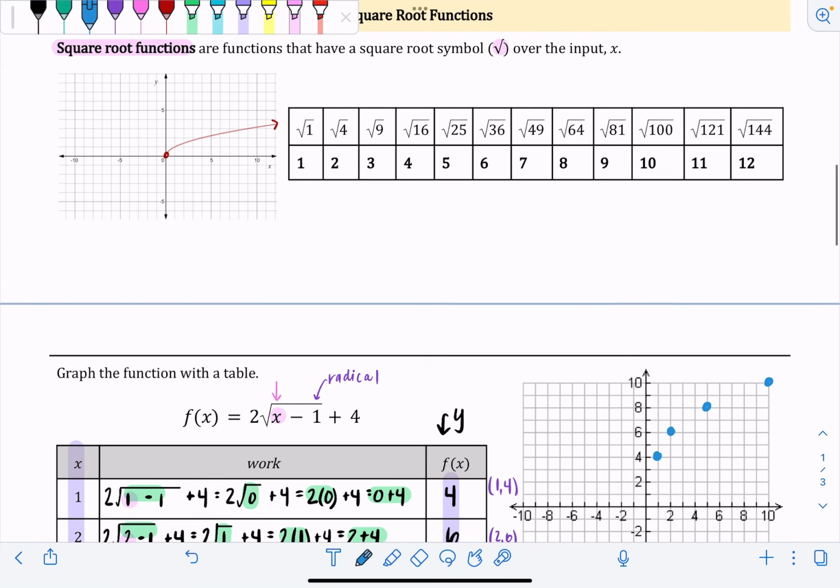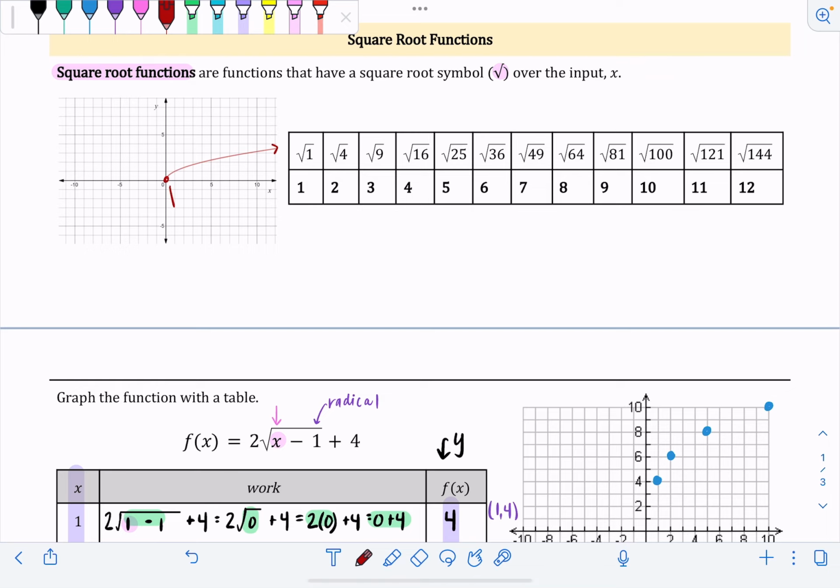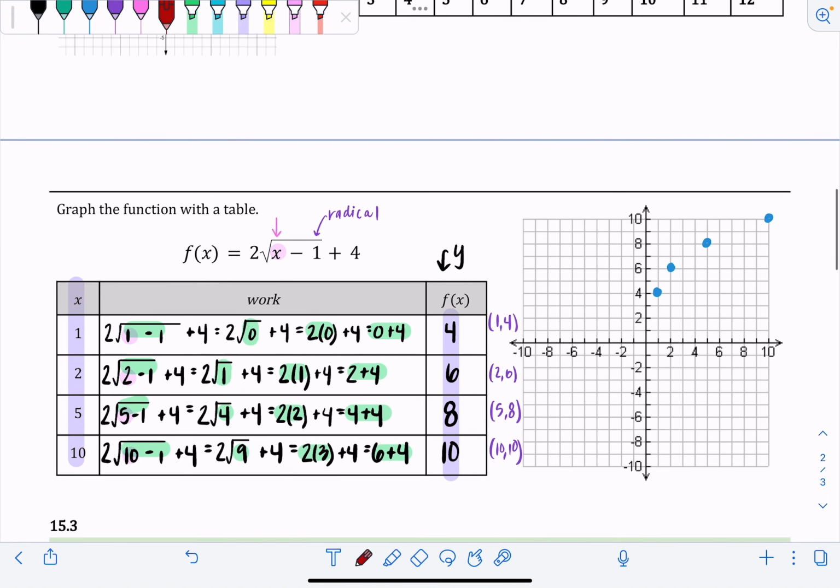But remember with square root graphs, there's a very specific start point, and it happens wherever the inside of the radical is 0, because you cannot take the square root of any smaller number. So in our very first line right here, we ended up with the square root of 0. That very first line is going to create our starting point, which was (1, 4). So (1, 4) is where the function starts and then goes from there. We won't have any arrows extending to the left of that point. So we'll start at (1, 4) and we'll go to the right like that.